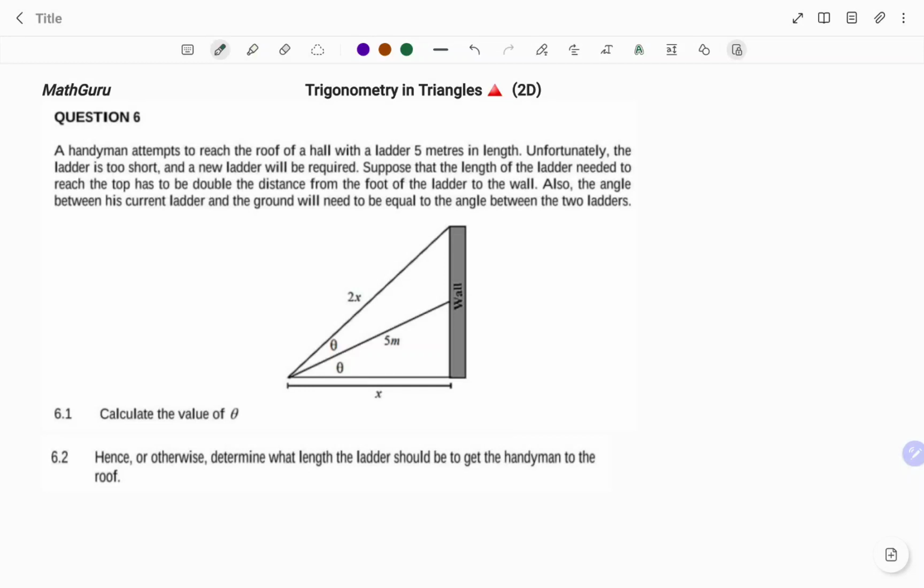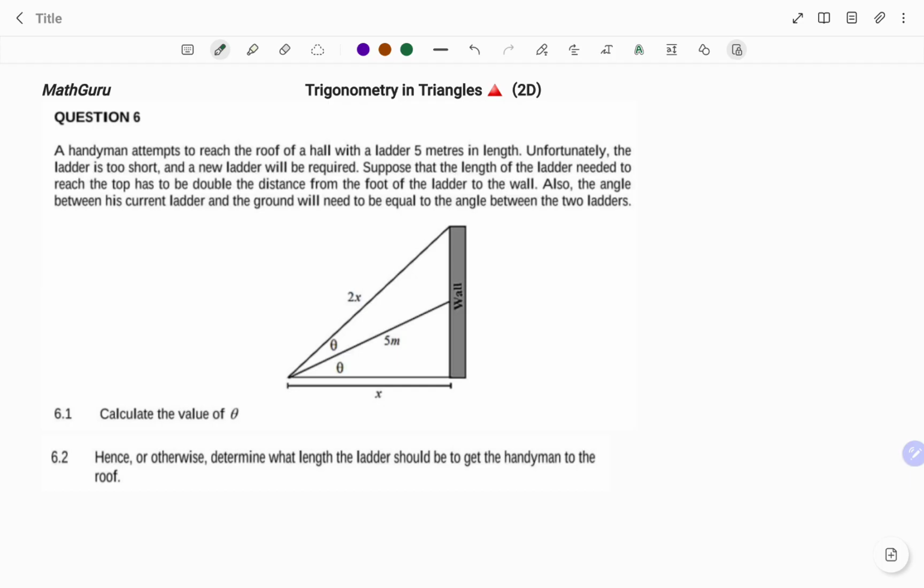In this video, I'm going to show you how to solve the following trigonometry in triangle question. A handyman attempts to reach the roof of a hall with a ladder 5 meters in length. Unfortunately, the ladder is too short and a new ladder would be required. Suppose that the length of the ladder needed to reach the top has to be double the distance from the foot of the ladder to the wall.